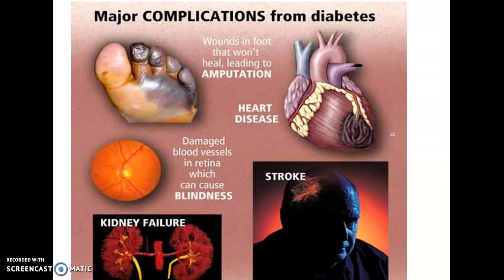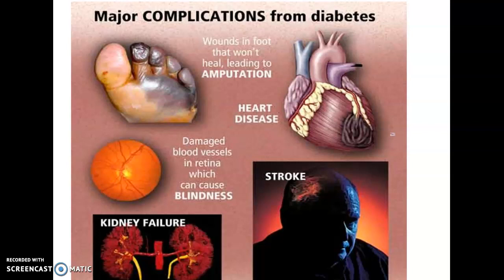So that top one, the wounds in the foot that don't heal. I talked to the people that one time at the place that makes prosthesis. That's the number one reason why they make prosthesis, is people losing part of their foot or their whole foot from wounds that don't heal from diabetes.